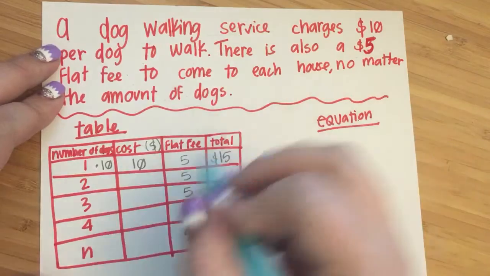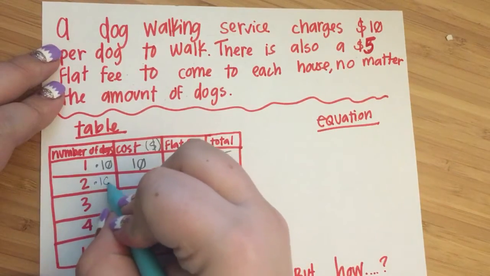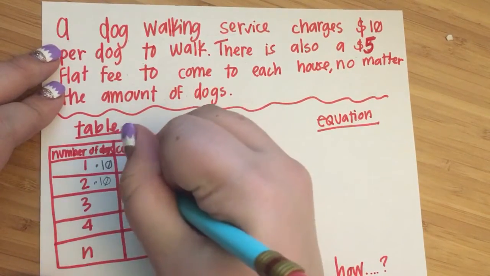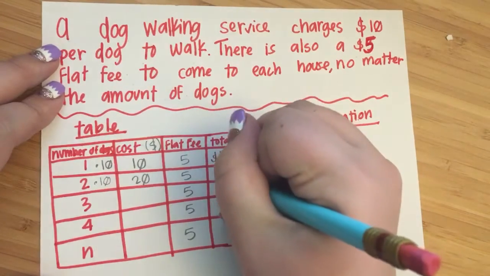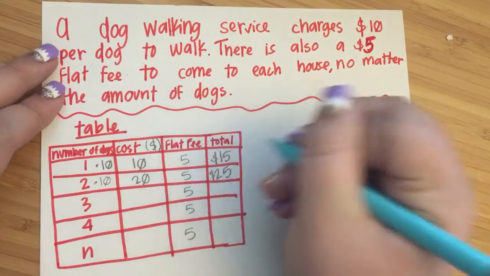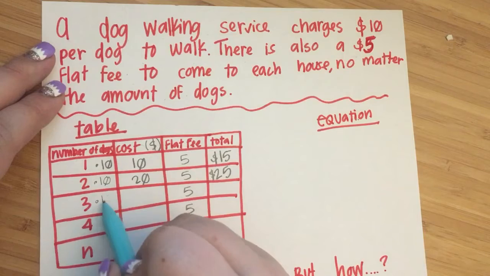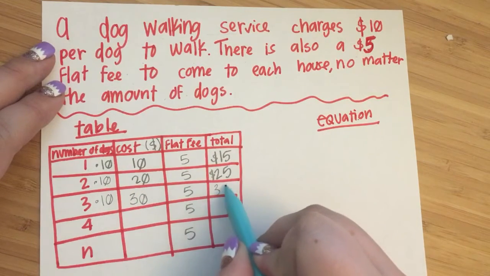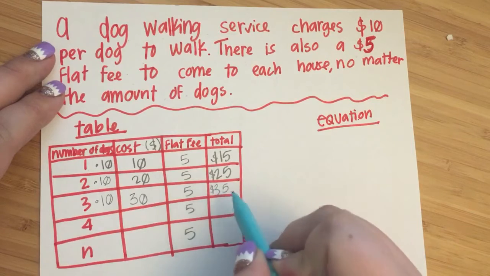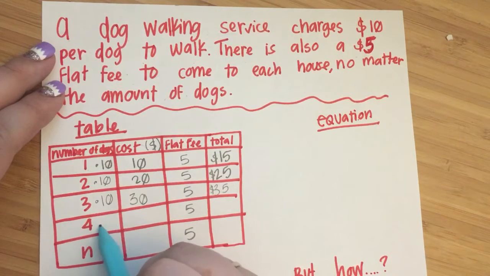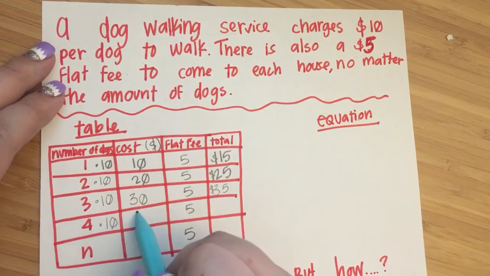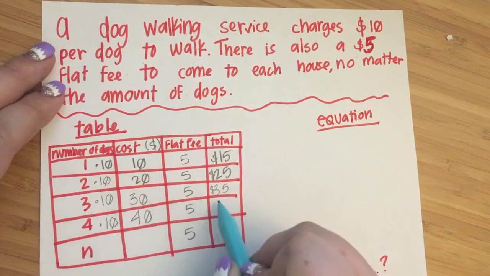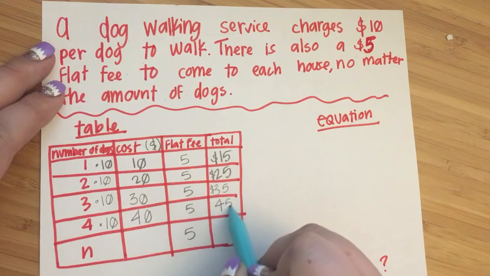So if I have 2 dogs, I multiply the 2 times 10. Remember, $10 per dog. Multiplication is repeated addition. I get a total after adding my flat fee of $25. I do the same thing for having 3 dogs. I get 30 plus 5, and that's $35. And if I had 4 dogs, which might be a dream, I don't know, it'd be $40 plus the flat fee, and that would be $45 total.